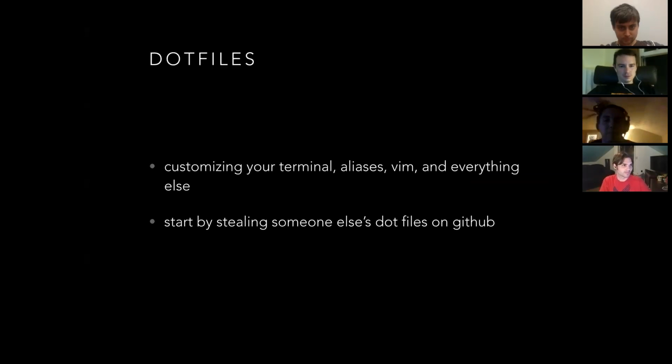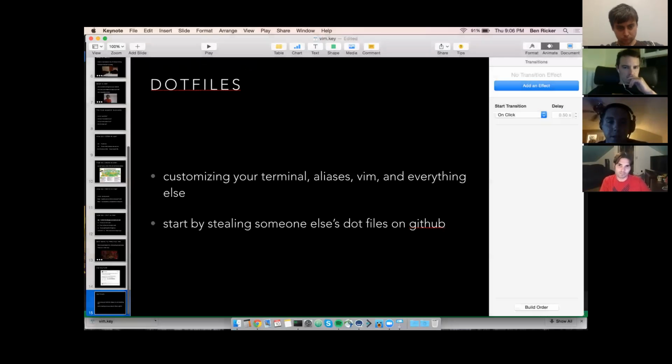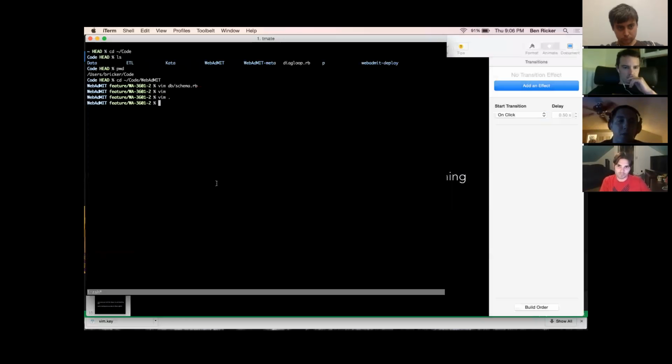And dot files. Dot files are really good for customizing your terminal. If you saw my terminal, it probably looks a lot different than many other terminals you've seen. Certainly if you use just a basic terminal, it looks nothing like that. So it's great for customizing your terminal, aliases, and everything else. You can start by stealing somebody else's dot files. These dot files are actually really simple to get. They're ThoughtBot's dot files. It took maybe 10 minutes to install them, getting all the dependencies sorted out.